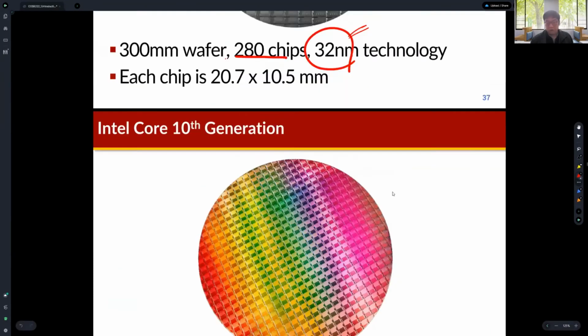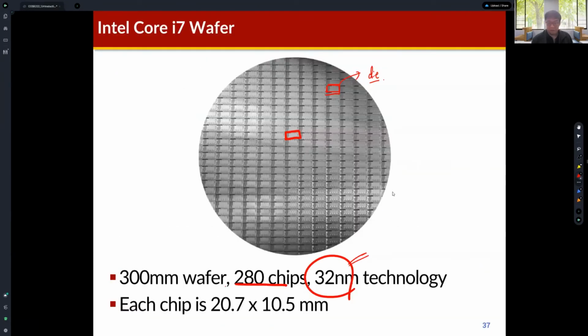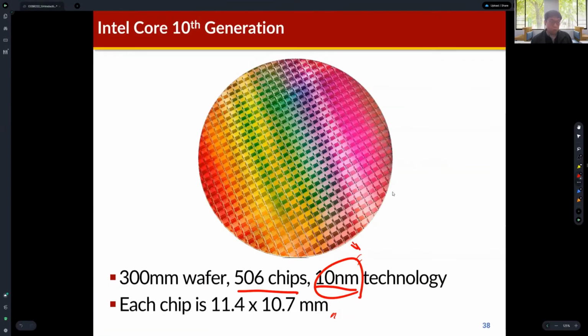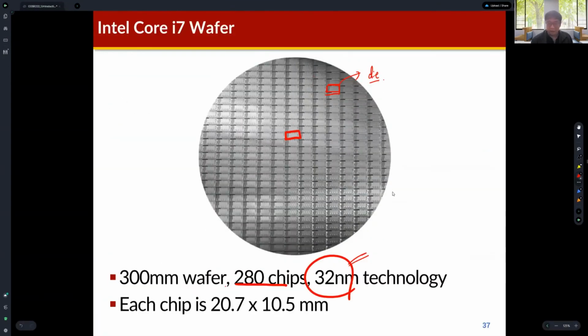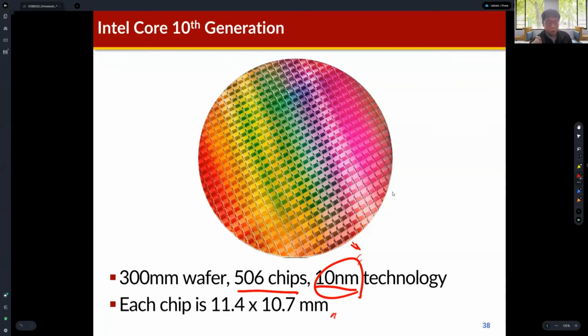So if you just compare the channel width of this wafer and this wafer, you can find that the channel width is reduced. And as I explained, if the channel width is reduced, then we can build a smaller transistor. And if the size of the transistor is reduced, then we can include more transistors in the same area, right? So that's why we can get more chips from the same wafers.